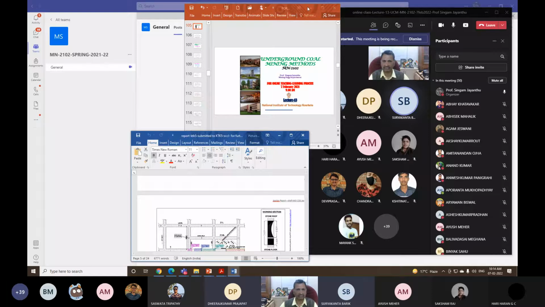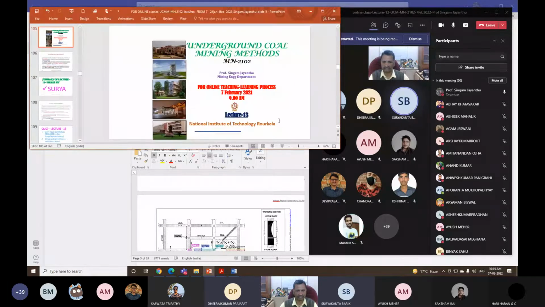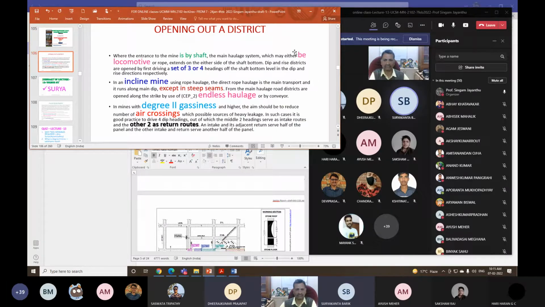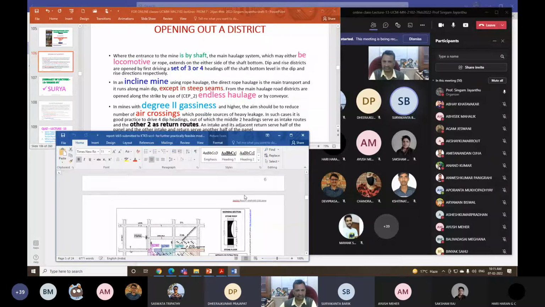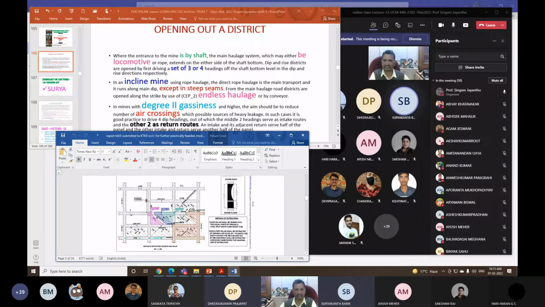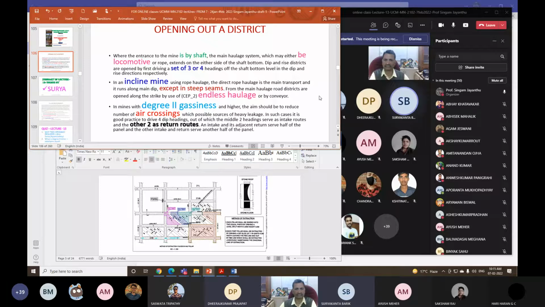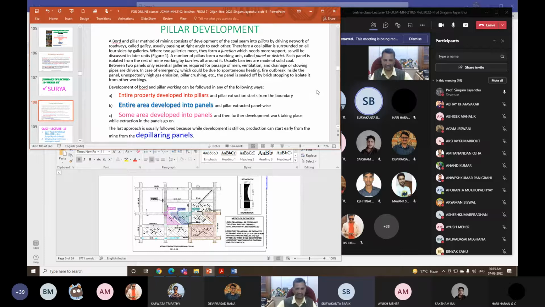And for pillaring purposes, it is mostly difficult, even impossible, to make a circular pillar with our machinery systems. Then we went to pillar development, where we talked about the board and pillar methods and junction supports. Then we discussed some points like the entire property being developed into pillars, and pillar extraction starting from the boundary in the diagonal manner for roof-fall safety, and stopping methods used for different isolations for gaseous material or goaf support.